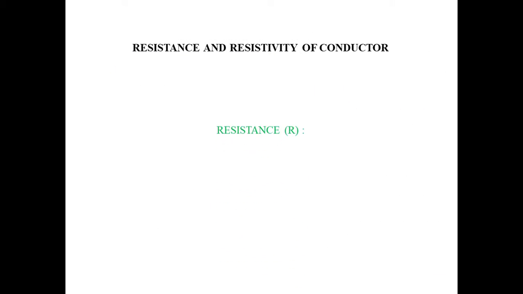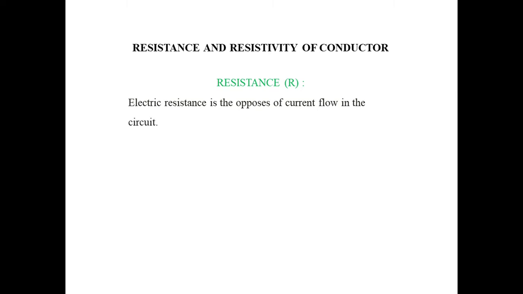Today we will talk about cross-sectional area, resistance, and resistivity. First, we define the resistance. What is the resistance of a conductor? The resistance of a conductor is the opposition to current flow in the circuit. So anything that causes opposition to current flow in the circuit is called resistance.